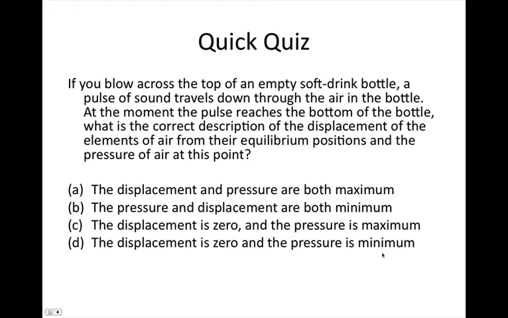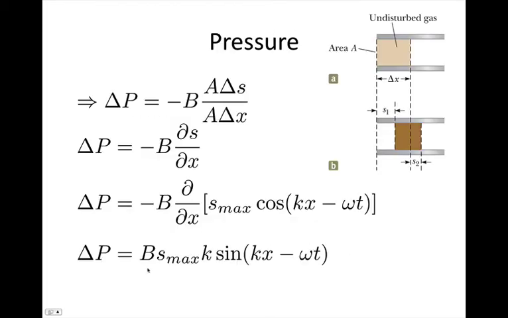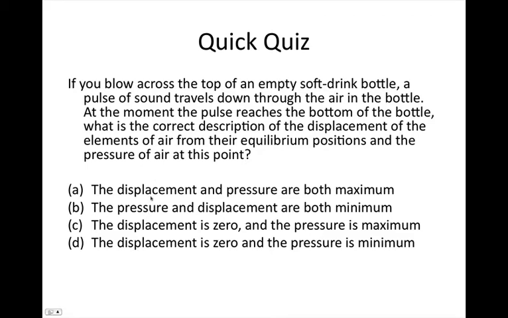Okay, well, to answer this one, we saw that the pressure went as a sine function while the displacement went as a cos function. So when one's 0, the other one's going to be a maximum or a minimum. So A and B are both necessarily wrong because they're not both maximums and minimums at the same point. Now at the bottom of the bottle, the air particles aren't actually moving, and we actually have high pressure because that's where all the air particles gather when they're reflected from the end. So C is the correct answer. The displacement is 0 and the pressure is maximum.